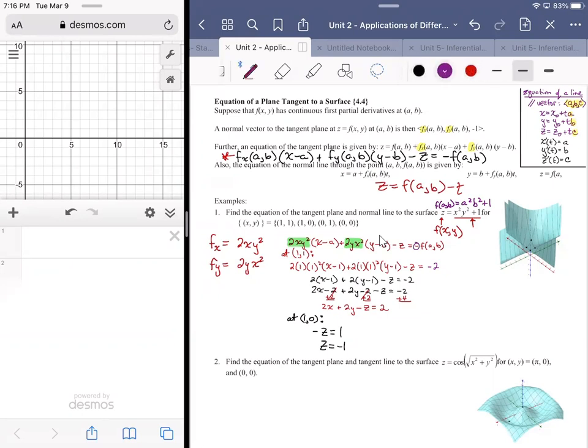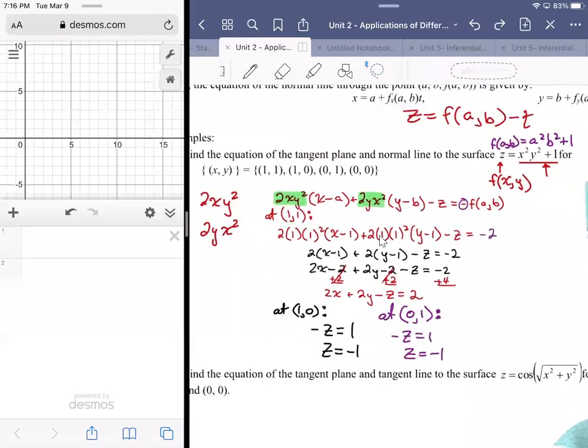So at, let me do purple now, at 0, 1, it's going to amount to the same thing. Negative z is equal to 1, giving you z equals negative 1. Because again, these two pieces are going to zap away. You're just going to be left with this and this. Oh, sorry, they should be negative z is equal to negative 1 in both cases. So z is positive 1.